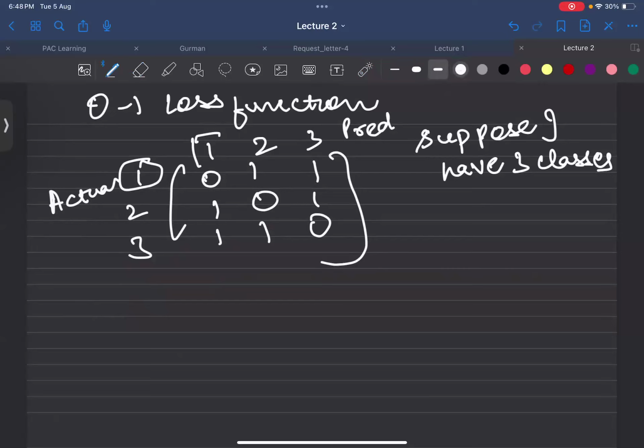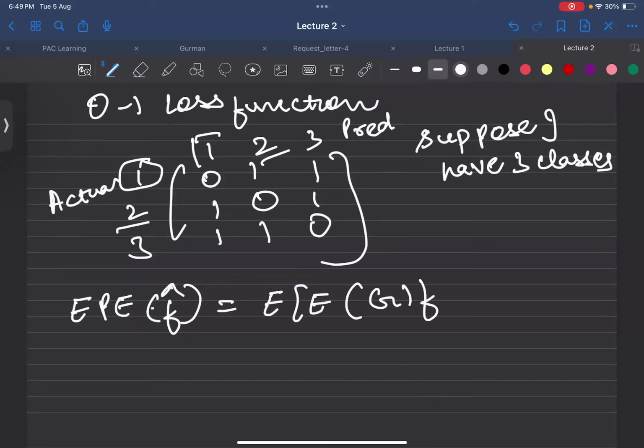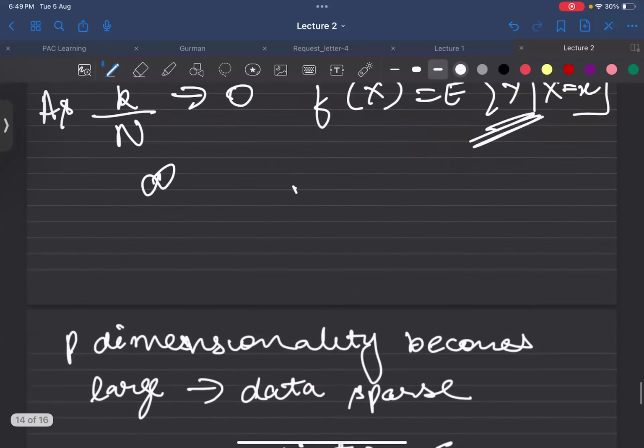So this is basically a penalty or a loss, the 0-1 loss function, where zeros are on the diagonal because they are the same: whatever is the actual is the predicted one. The same way I can write EP of F, the same formula which we have done before. This is the same expectation I have written, so I'll not go through it.